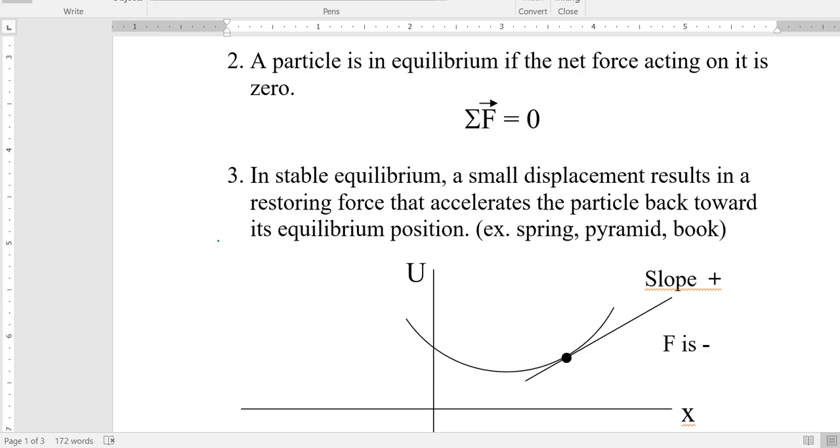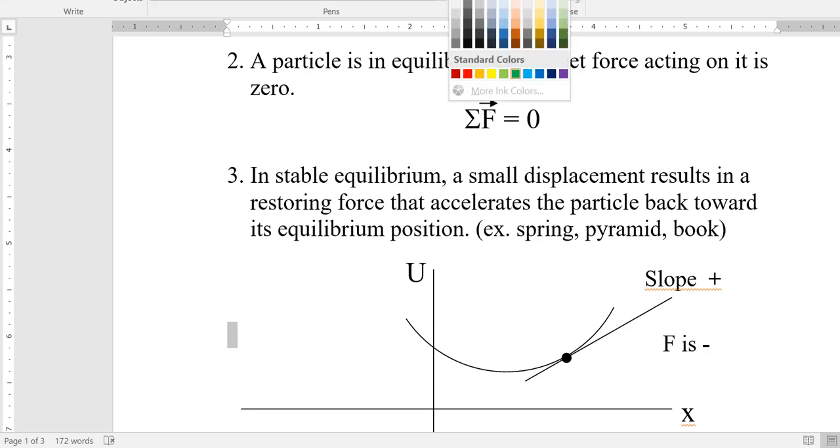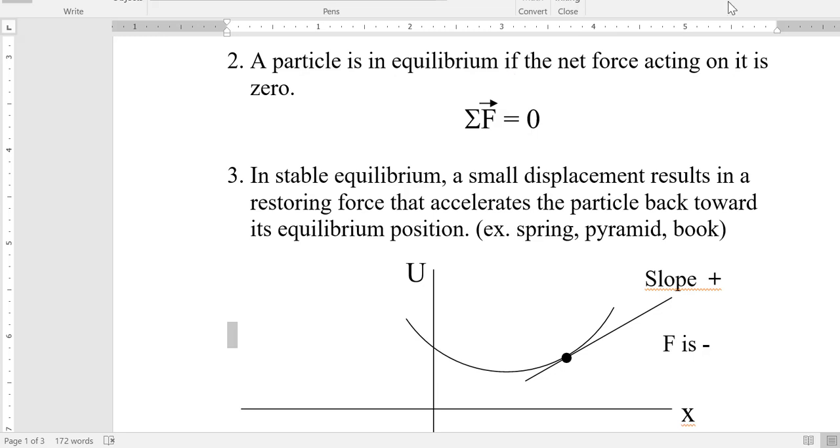For instance, let's say you have a spring, and it's up against the wall. Let's say this is the equilibrium position. If I pull the spring right, the force that it exerts is left, trying to bring it back to equilibrium. And if I push it to the left, the force of the spring is to the right, trying to get it back to equilibrium. So that's an example of stable equilibrium.